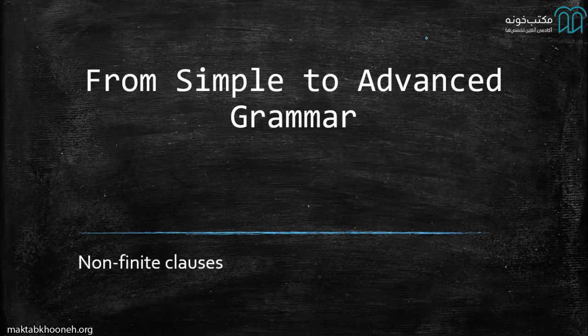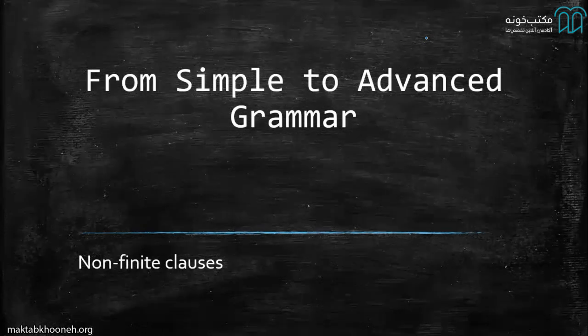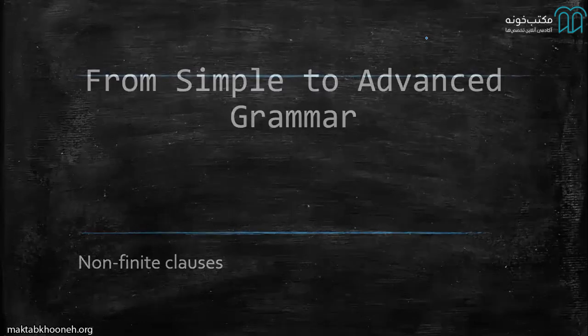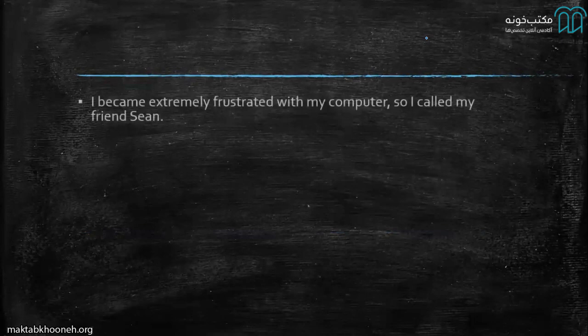So if you want to follow this grammar later and you want to know about the name, that's what it means. But for the rest of you, don't worry about the name. Let's just look at a simple structure and how we can make it more advanced. So for example, we have, "I became extremely frustrated with my computer, so I called my friend Sean." We have a two-part sentence.